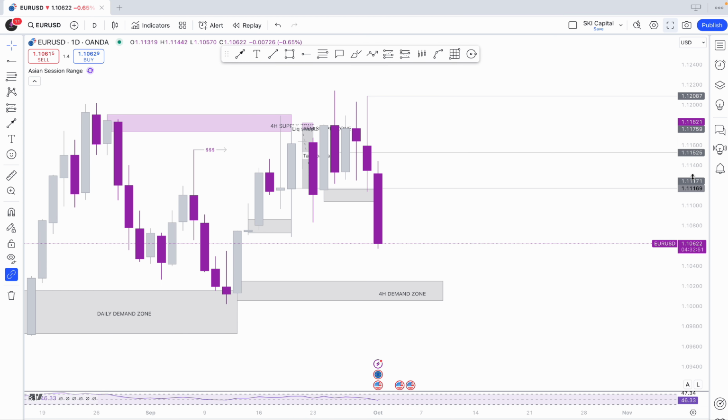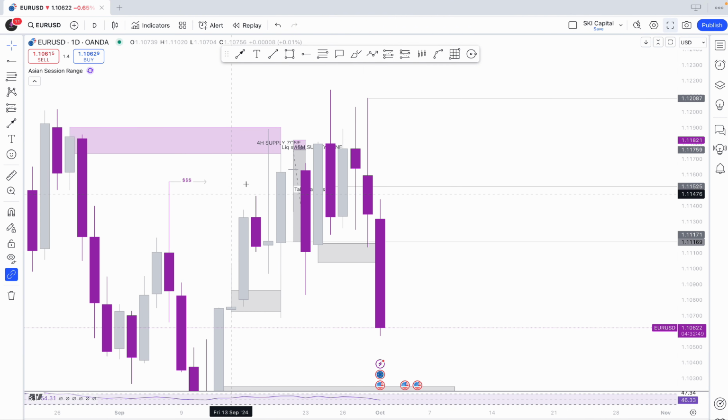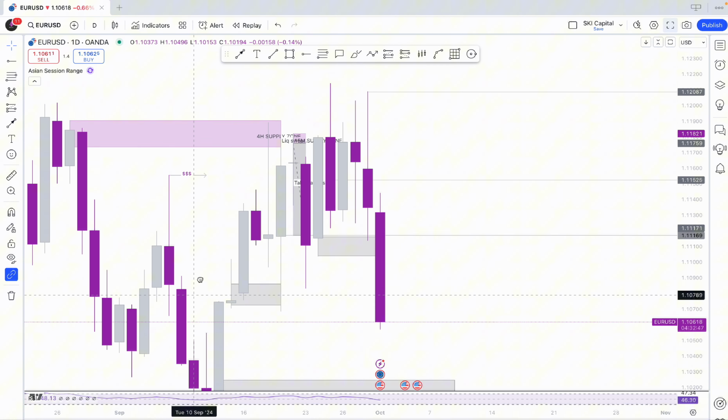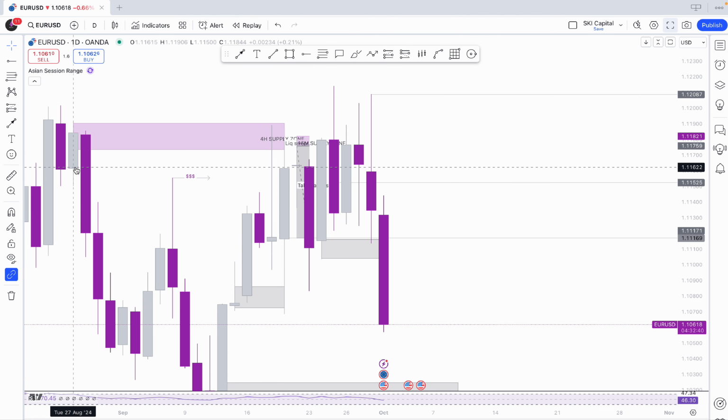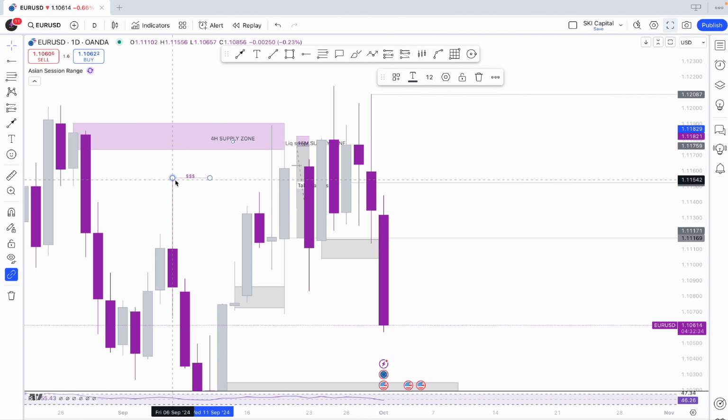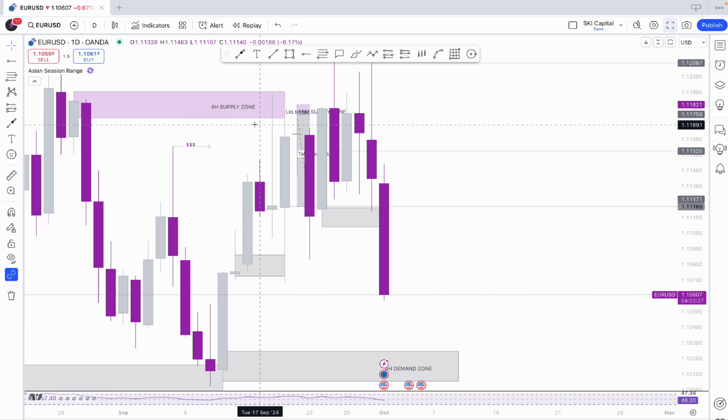But let me zoom in and I will show you. You can see that after reacting on this daily demand zone, price first gave me this liquidity right here, because price didn't react first on this order block, this 4-hour supply zone. Price engineered liquidity, which is a good sign and confluence for us. And the second sign was that after reacting on this 4-hour supply zone, price gave me this reaction.